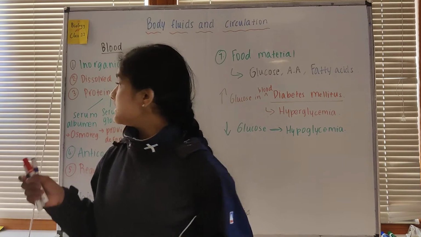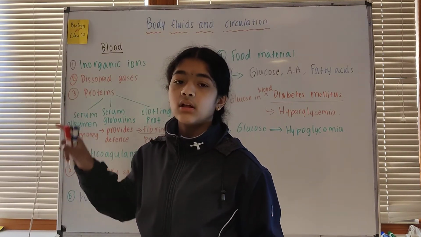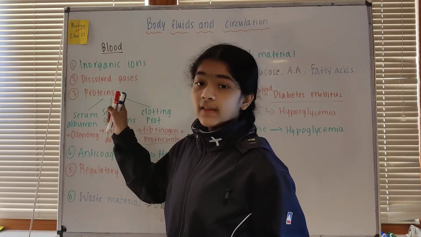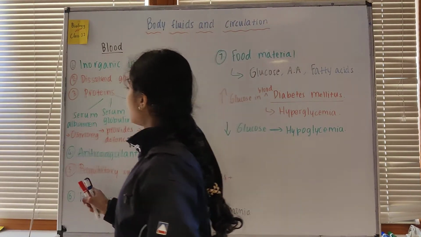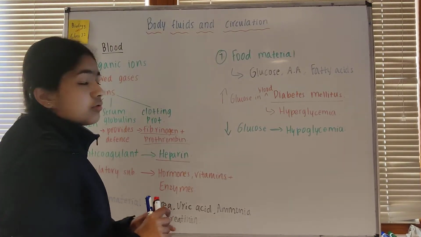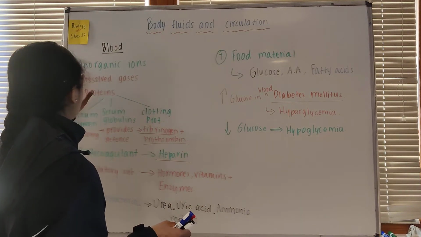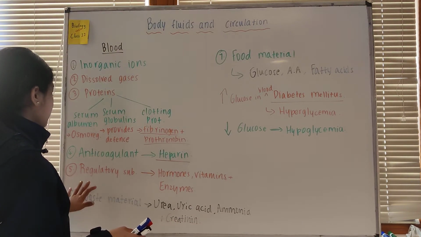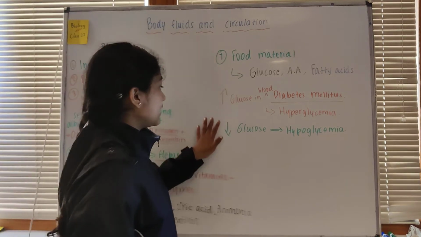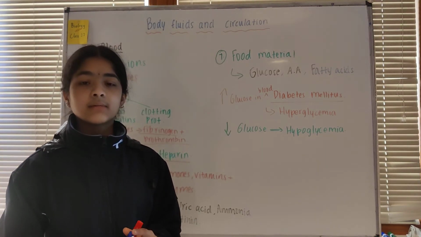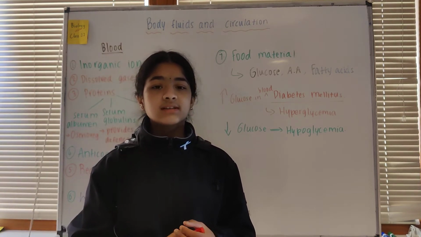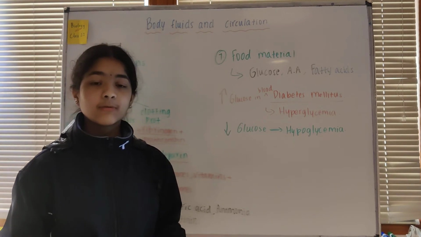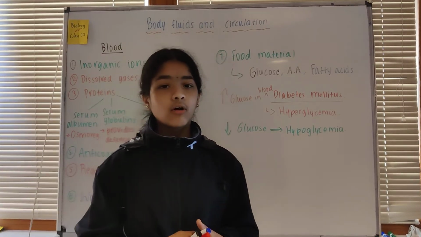And we have 1% of these inorganic ions, that is sodium ions, potassium ions and chloride ions and all that stuff. And then we talked about the composition of blood. These are the various things that are present in the blood. Not only plasma and formed elements, but also various different things like inorganic ions, dissolved gases, proteins, anticoagulants, regulatory substances, waste material, food material. So in this video we discussed blood, its basic information, and we also looked at plasma and the composition of blood.